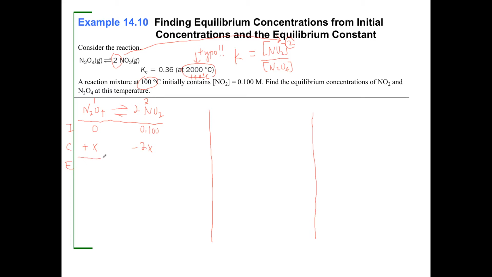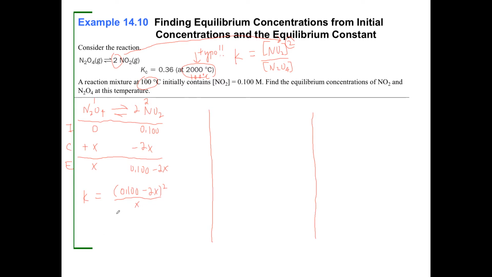All right? So it looks like your equilibrium concentration of dinitrogen tetroxide is going to be X, and this is going to be 0.100 minus 2x. Okay? Well, we've got the expression up here. So I'm going to say K is equal to nitrogen dioxide squared. So that looks like that's 0.100 minus 2x squared over dinitrogen tetroxide, which is just X. Uh-oh.